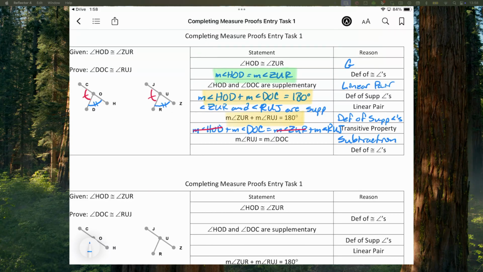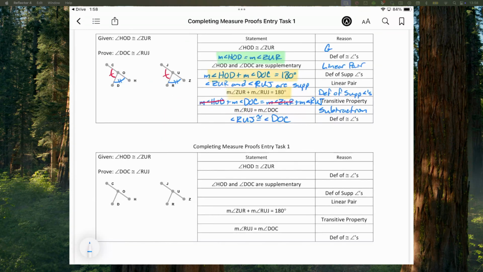Now we can say that they are congruent because their measures are equal. Definition of congruent angles.